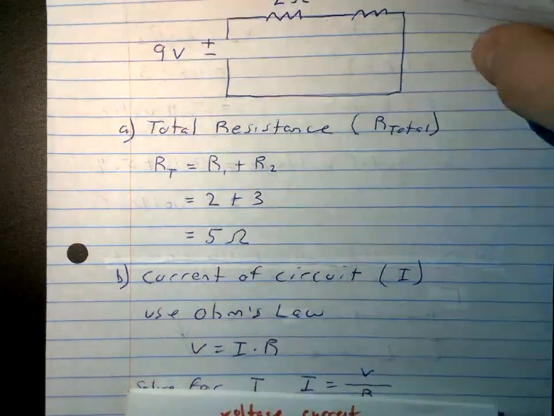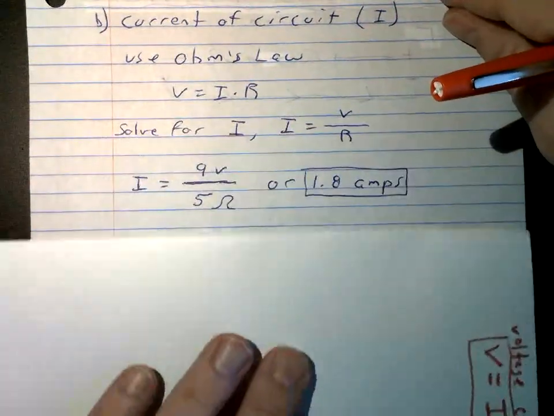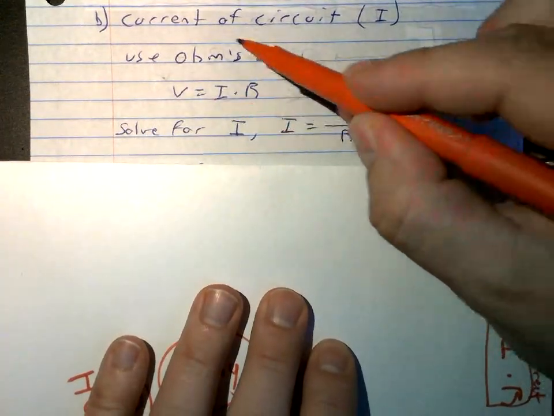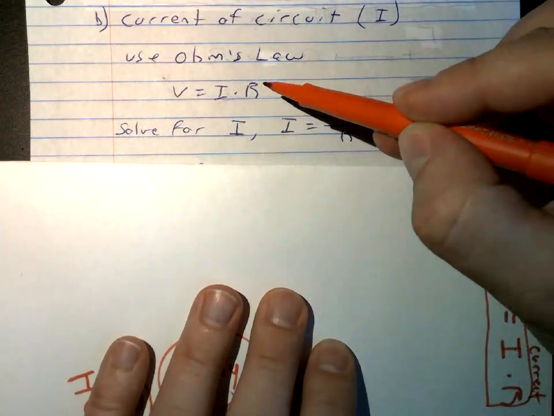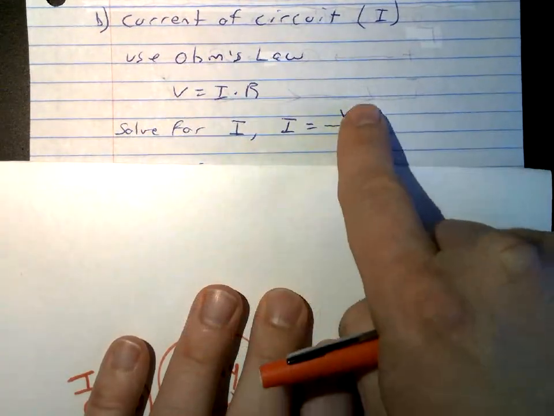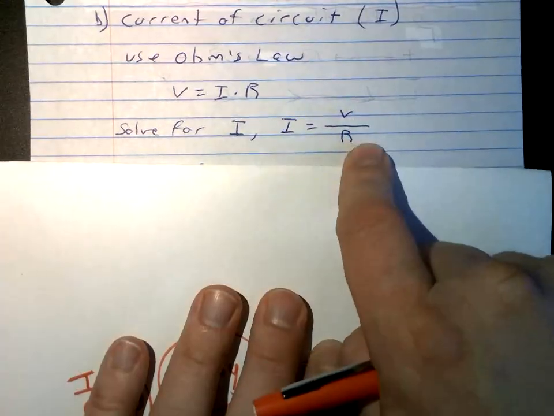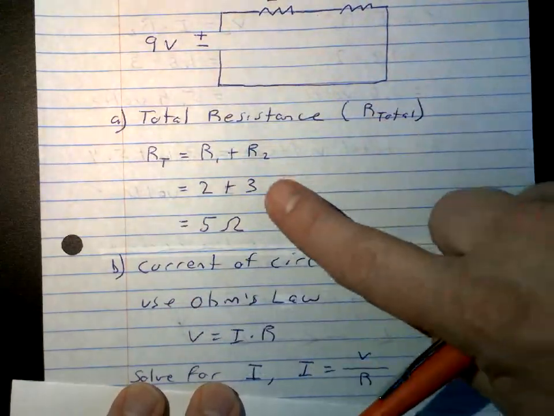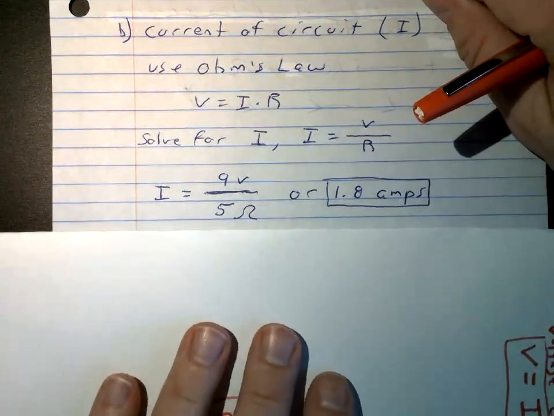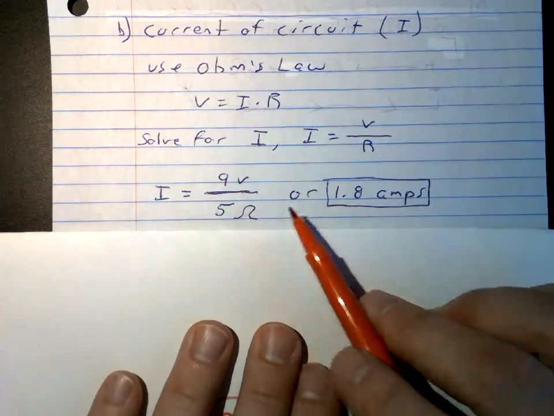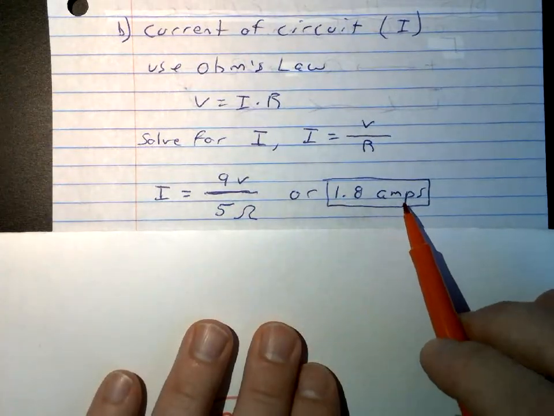5 resistance. So what you're going to do is take your lovely Ohm's law formula and solve it for I, because you're trying to figure out the current, which is V over R. So what's the voltage? The voltage is 9. And what's the resistance? 5. And so if you do that, you get 9 V divided by 5 resistance. You get 1.8 amps.